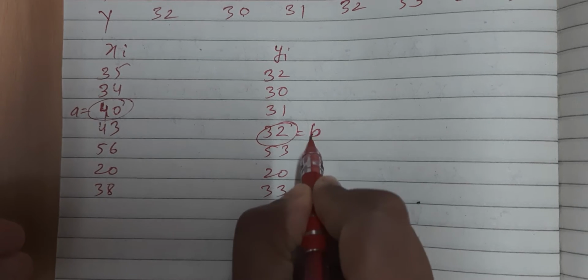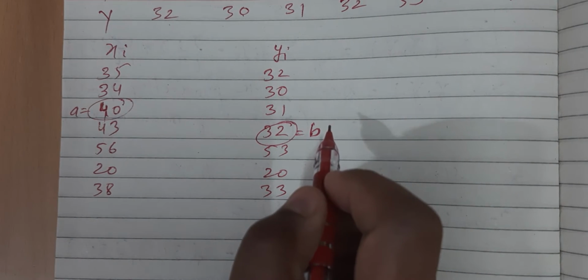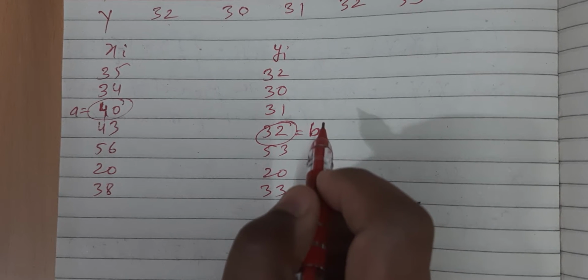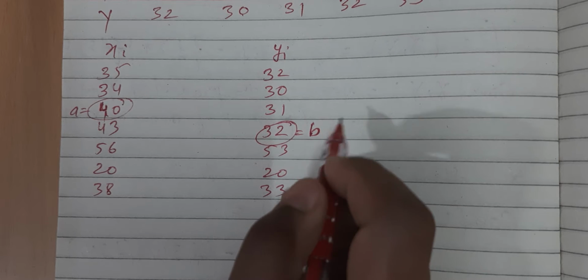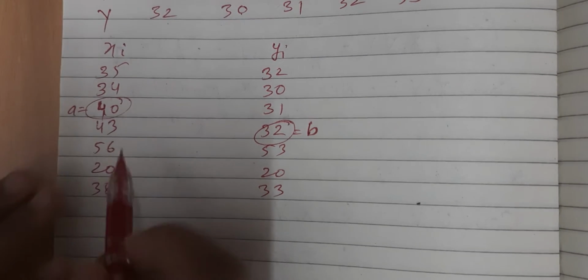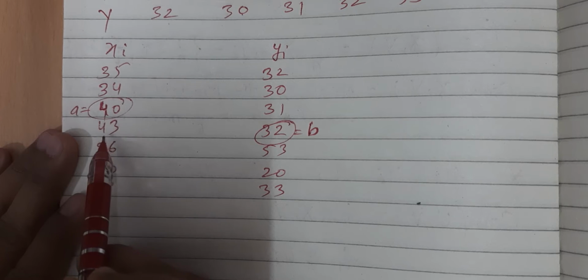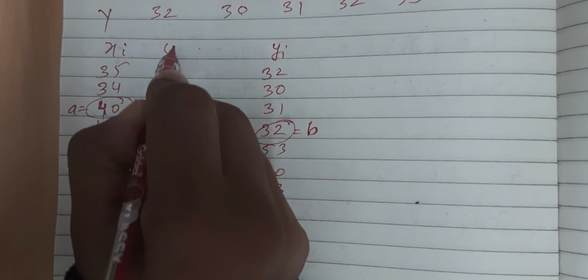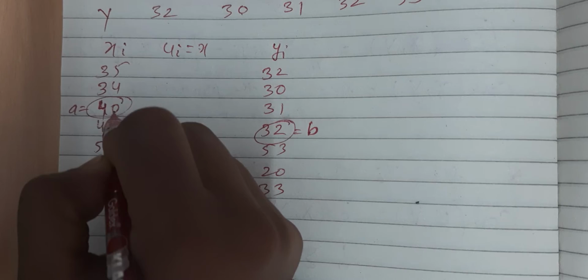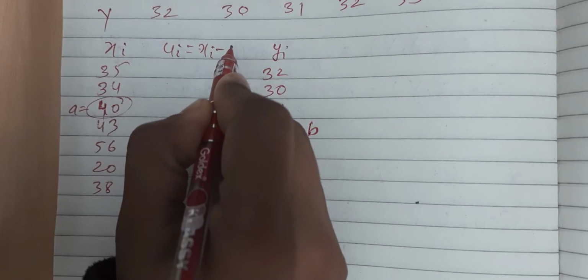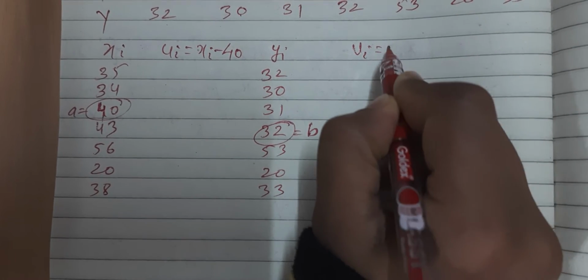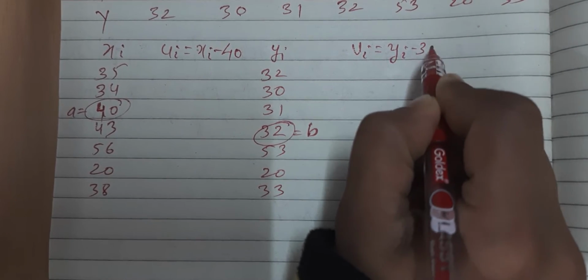To make the question simple, we have to assume the value in such a way that the calculation is reduced. You can take 40 or 43, any value you can take, and here also B, you can take any value out of this. So now I will get ui after subtracting 40 from each xi, and here vi, which is equal to yi minus 32.